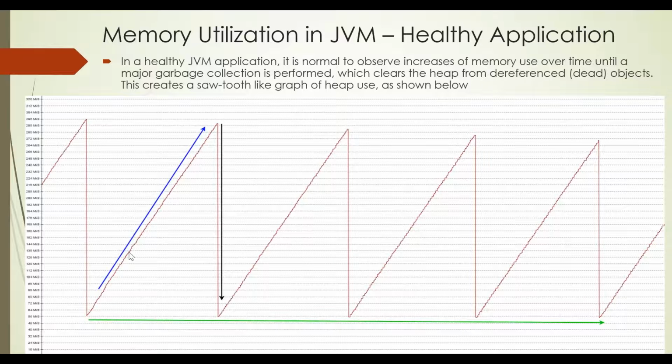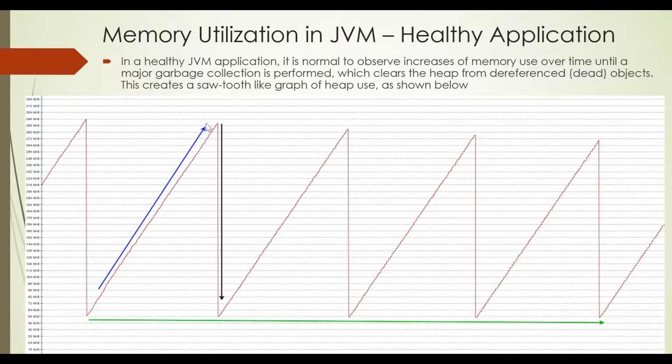Okay, so this is called a sawtooth pattern. What happens whenever objects start getting created? This blue line represents the creation rate, the rate at which new objects are getting created. These objects keep getting created, and when they reach a specific threshold level, you can see over here 200 MB and some bytes, a full GC will get triggered.